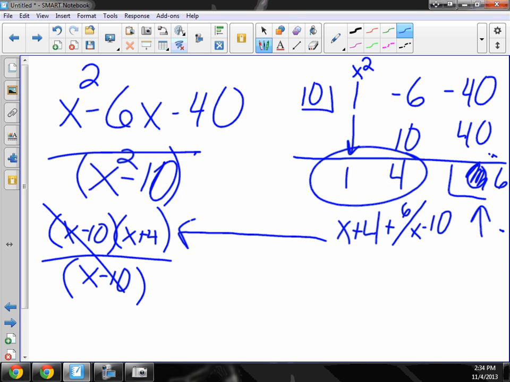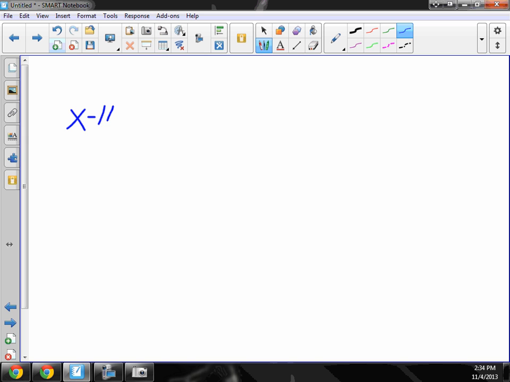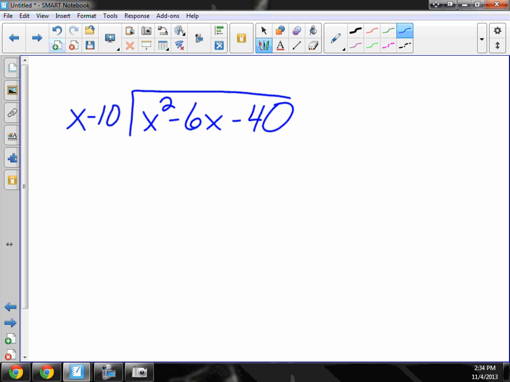Okay. So, x minus 10 goes into x squared minus 6x minus 40. This is almost exactly the same as the long division that we just did. Okay? It's not as fast as synthetic division, but synthetic division it's not always possible to use it. So, this is really tricky. How many times does x go into x squared? No. What does it mean to divide? If I said how many times does 2 go into 10?